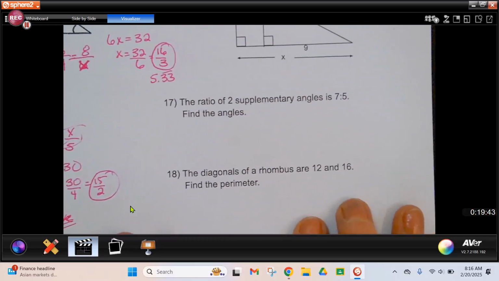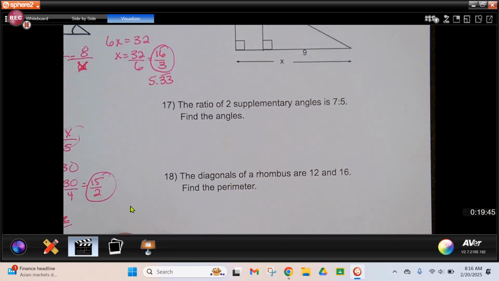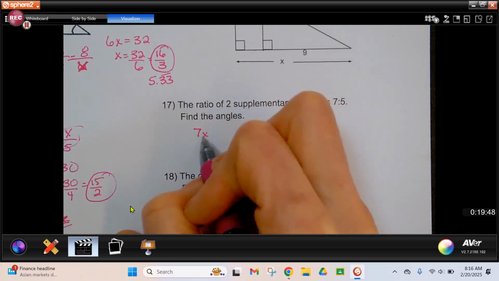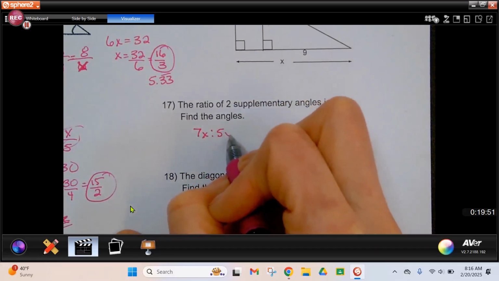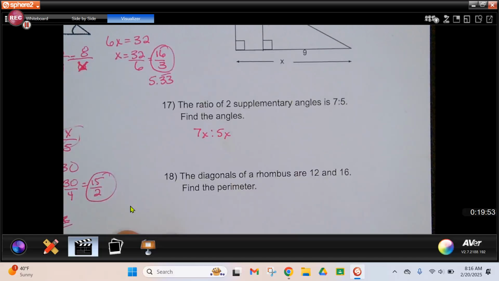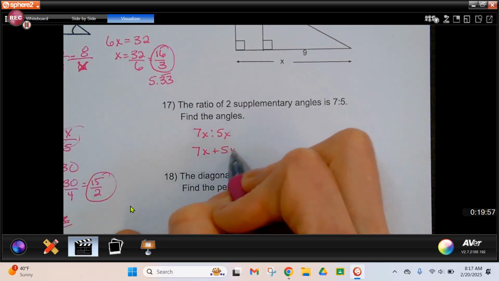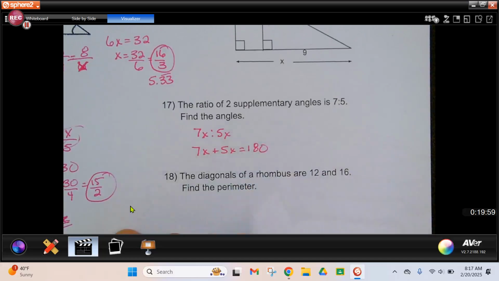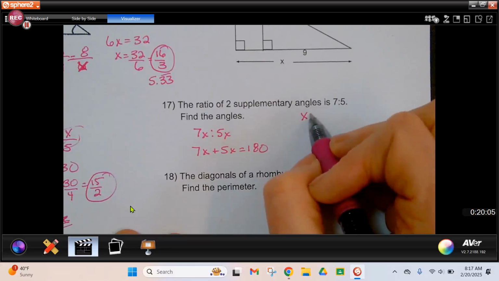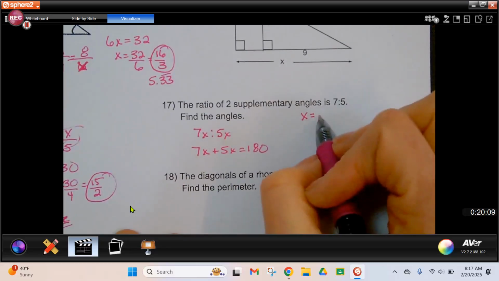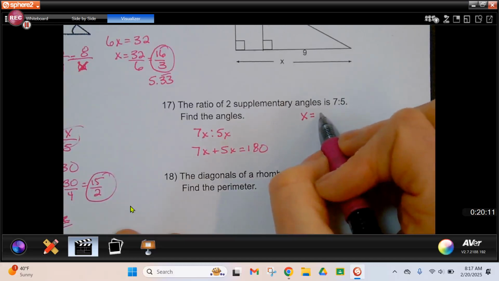Number 17, the ratio of 2 supplementary angles is 7 to 5. Find the angles. So you take 7 and multiply it by x, and you take 5 and multiply it by x. So that's going to be your new ratio. Well, these two angles are supplementary, so they have to add up to 180. And now you solve for x, and you're going to get x equals, I think, 15. So go ahead and do the math there.